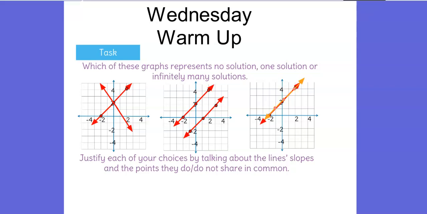Moving on to another question. This is a Wednesday warm-up. Okay, which of these graphs justify each of your choices by talking about the line slope?